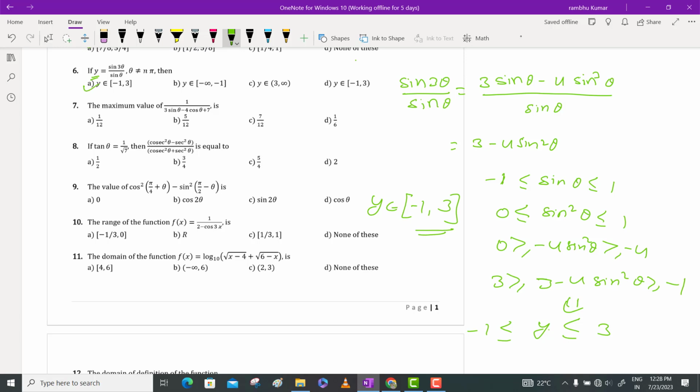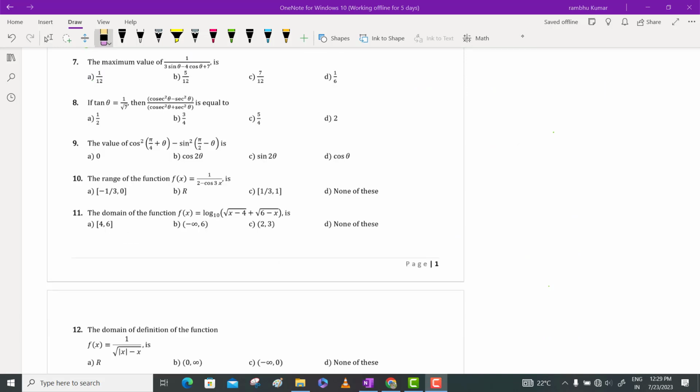I hope this is clear to you. Now let's see the next question, question number 7. Here in this question, they are asking the maximum value of this one. So first of all, just try to analyze this given expression. We have 3 sin theta minus 4 cos theta plus 7. Now you know this 7 is positive, correct? So let's say this is y.